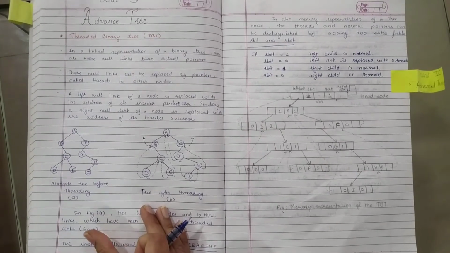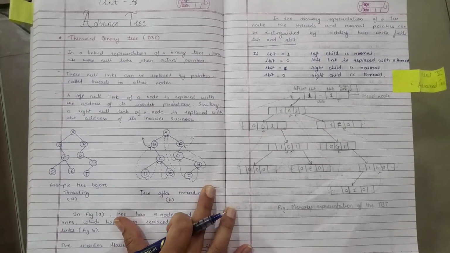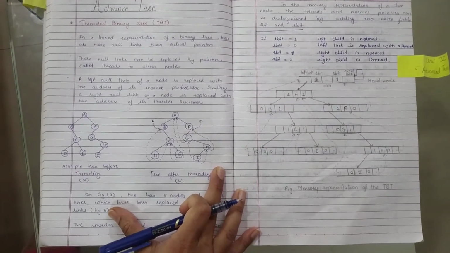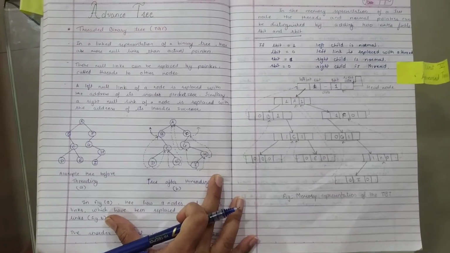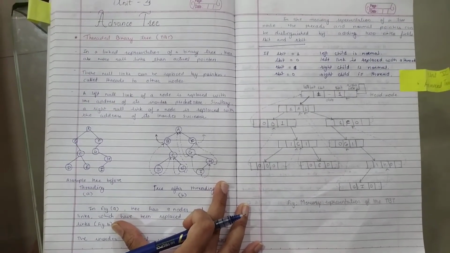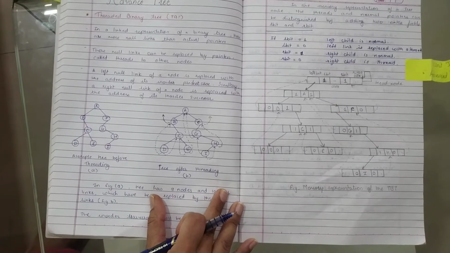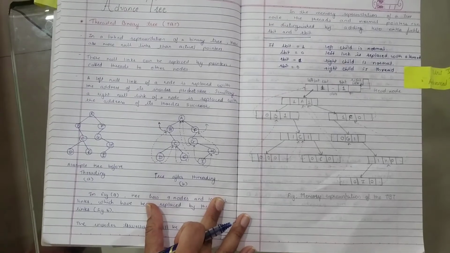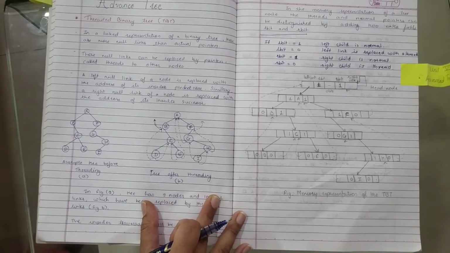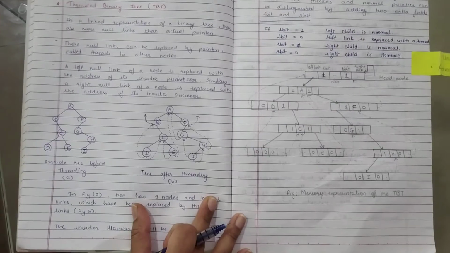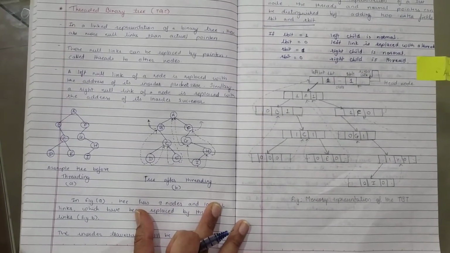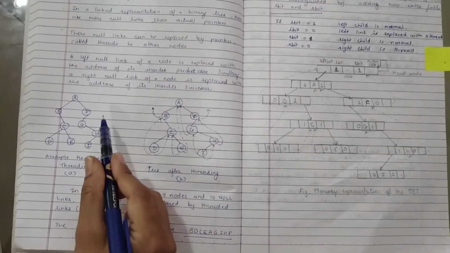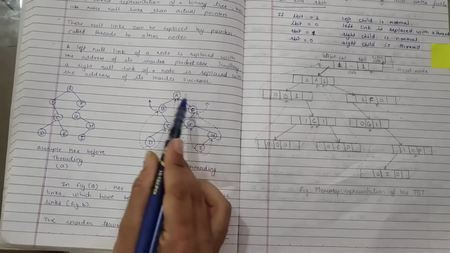As we all know, in a linked list representation of a binary tree, there are more number of null links than actual pointers. These null links can be represented by pointers called a thread to other nodes. A left null link of a node is replaced with the address of its in-order predecessor. Similarly, a right null link of a node is replaced with the address of its in-order successor. In this example, the first diagram is given before threading and the second diagram is after threading.